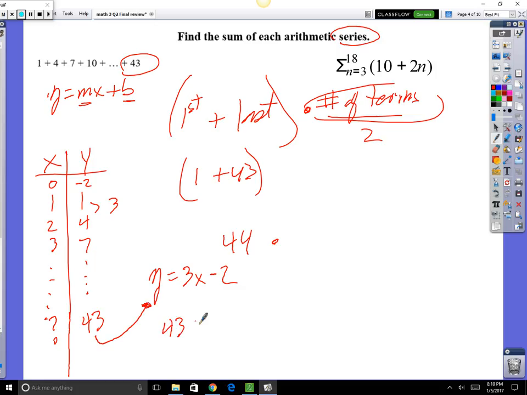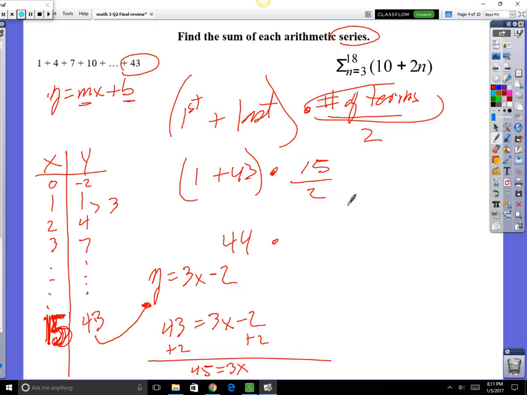And the 43 is actually your y, so I'm going to put 43 in place of the y. So it's going to be 43 equals 3x minus 2. Now you just solve for x. So undo the minus 2, plus 2, plus 2. You should have 45 equals 3x. Undo the 3. So divide by 3, and 45 divided by 3 is 15. So that means 43 is the 15th number in that sequence. So the total number of terms is 15.